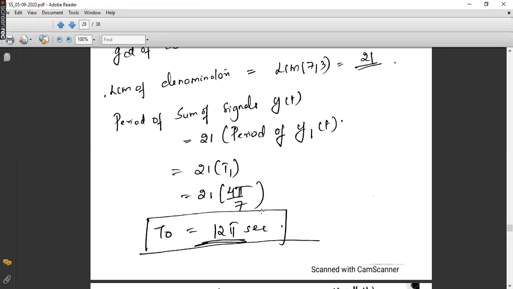Someone has asked me, is it fine if we take Y2 as a reference? That also you can do. But be careful that you must then use Y2 consistently.